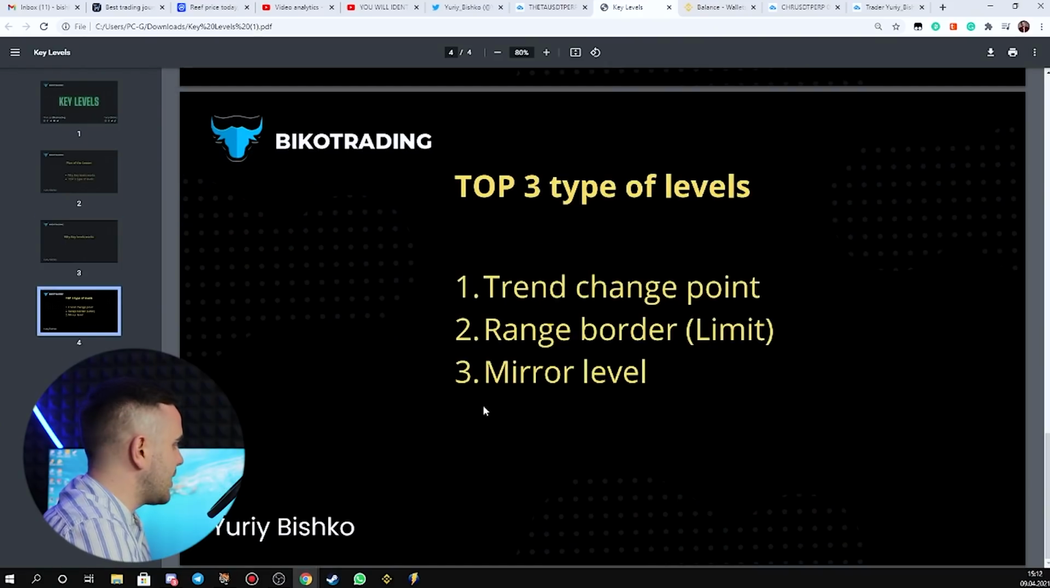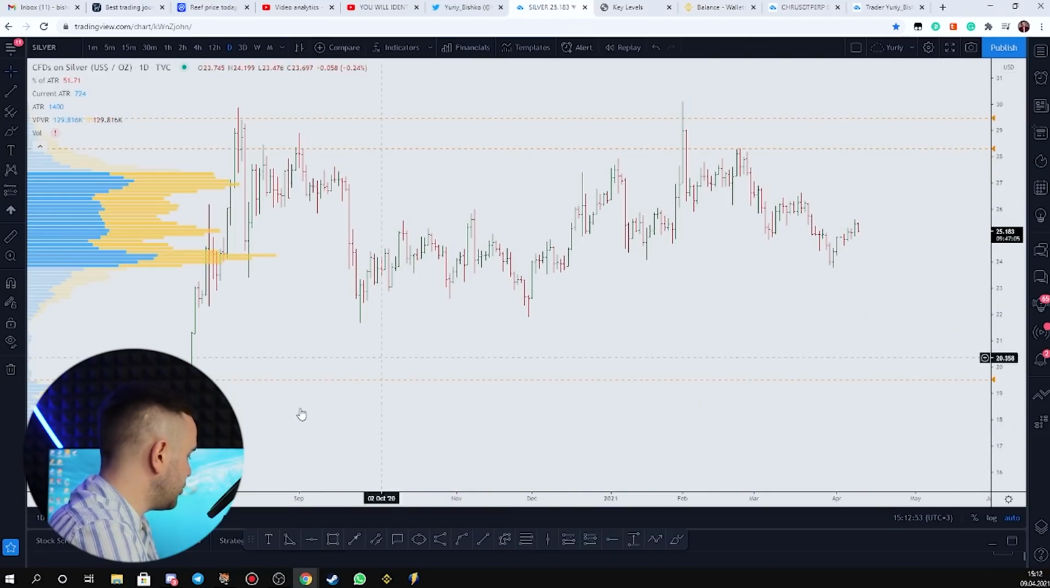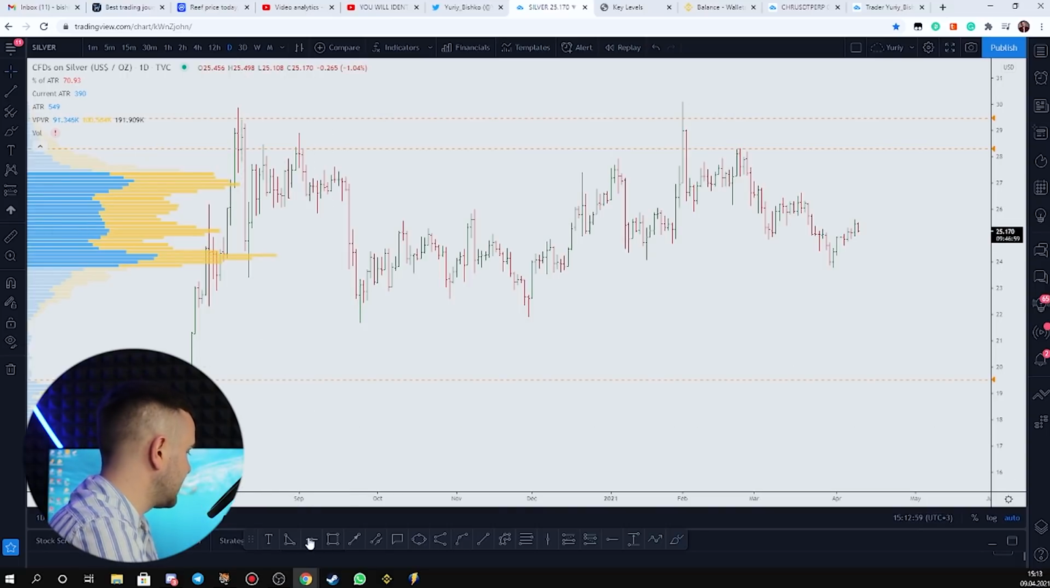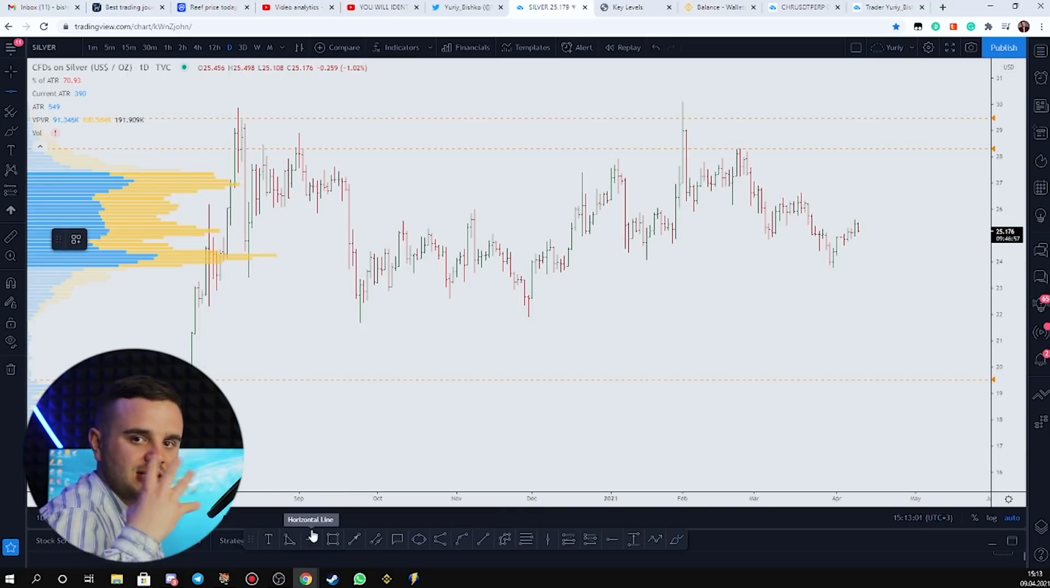The next one, the top 3 types of key levels which I personally love to trade. Let's go. The first type is a trend change point, which I love to trade, and it is one of the most powerful key levels. What you should do first: such types of levels you should build and analyze on bigger time frames, like the daily chart and weekly chart, the bigger the better.